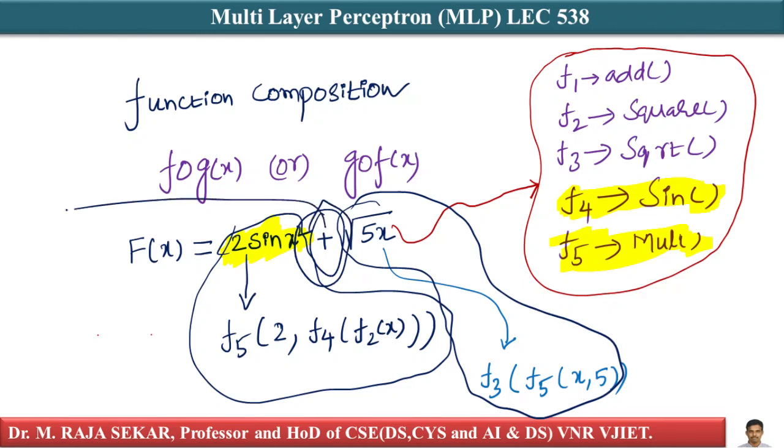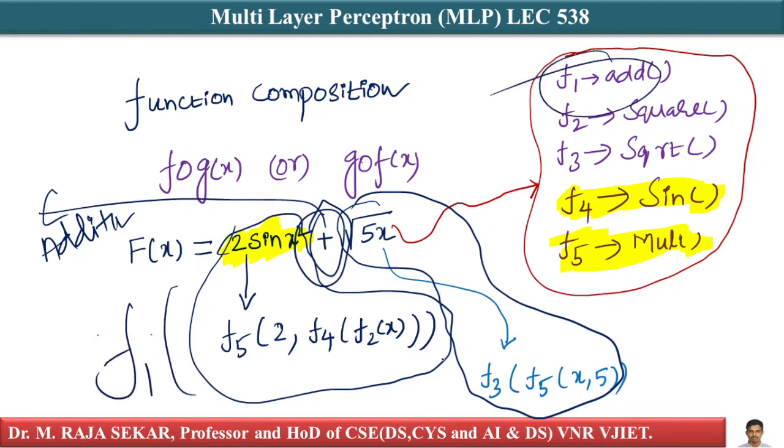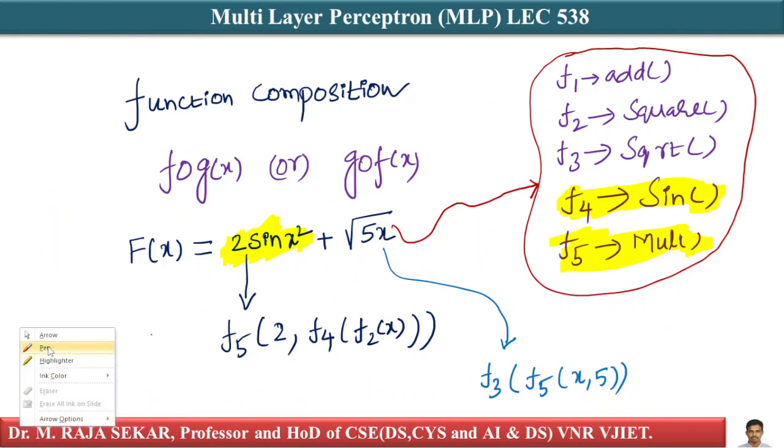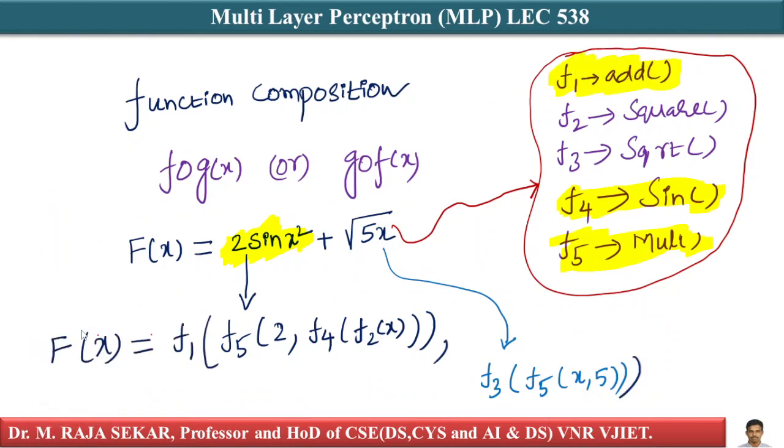In between, what do we have? We have addition, isn't it? What is the addition function here? f1. Therefore you have to apply f1 in between these two terms. So what will I get? We will get our capital F of x. That's what we are doing here. Just see, what is my capital F of x? Capital F of x I can represent like this.